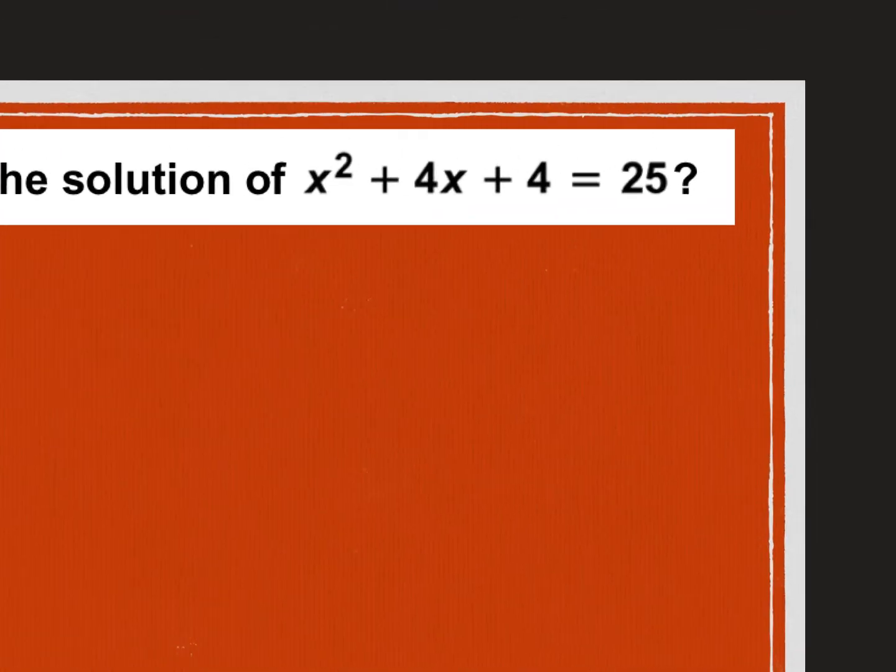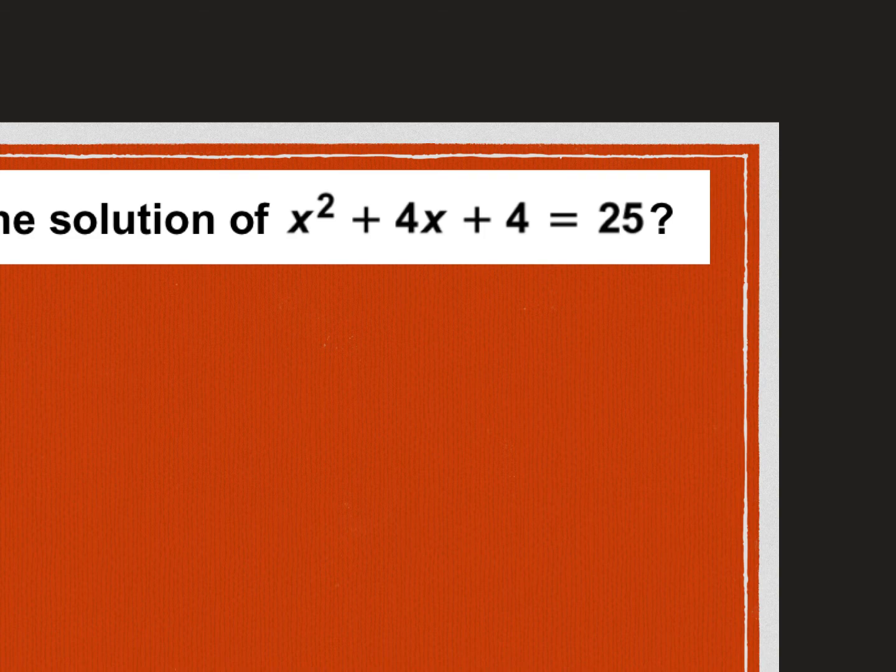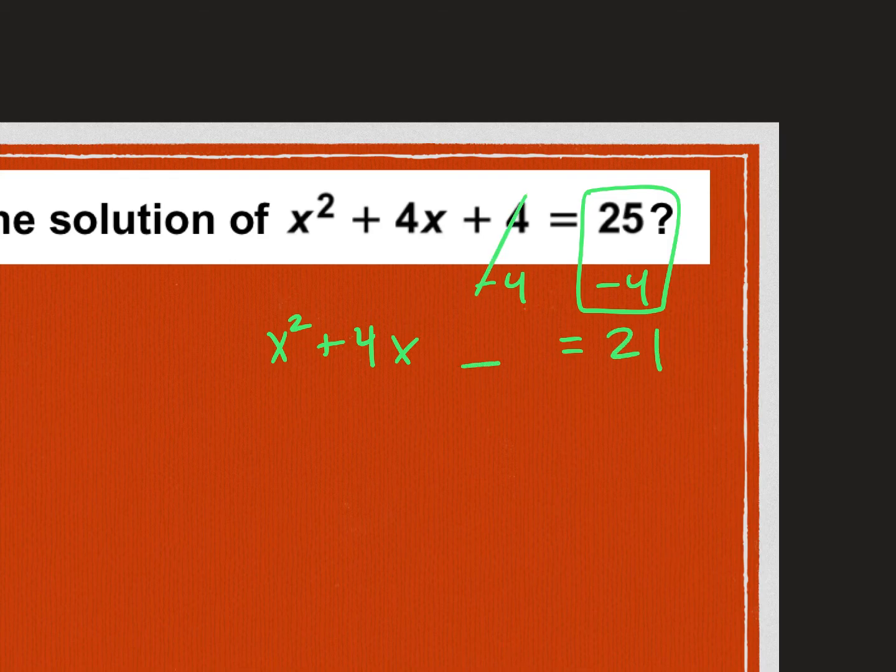All right, so remember, step 1 is to get all of the x's on one side. So what do I have to move? The 4. So I want to subtract 4 on both sides. So I have x squared plus 4x equals, what's 25 minus 4? 21. And I'm going to leave a space here because I'm going to complete the square. The number that I complete the square with goes into that space.